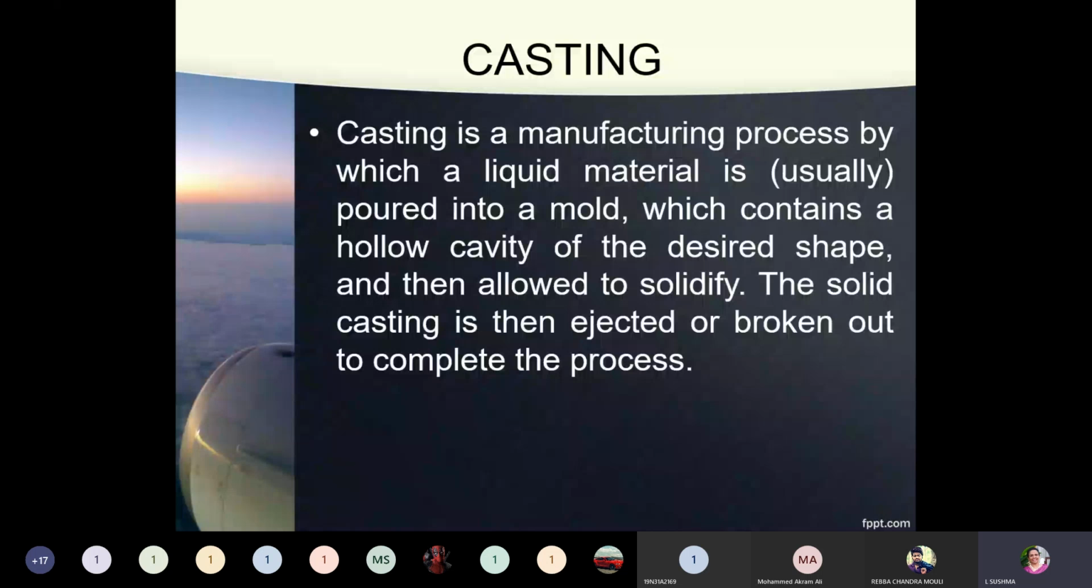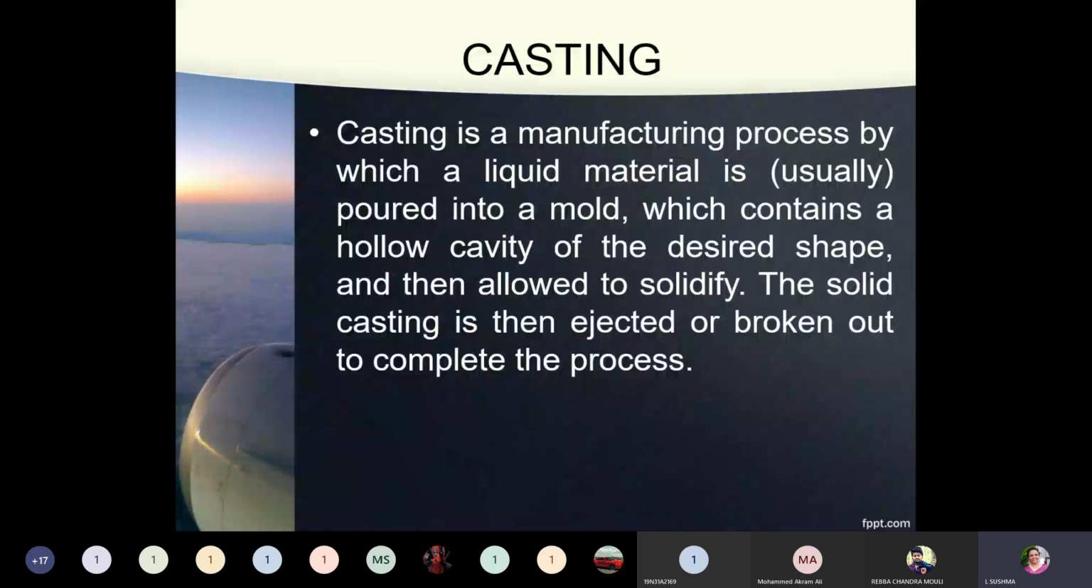If you want steel, you will pour steel. So like that, depending upon your requirement, you will use the metal. Okay, this is about casting. Then comes the casting products. Example I have given here.